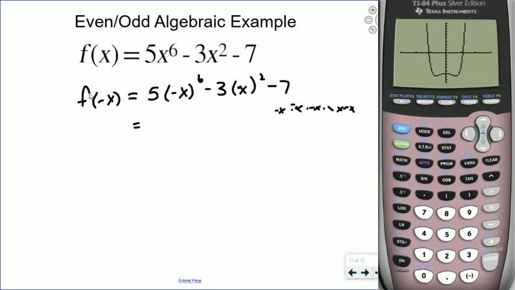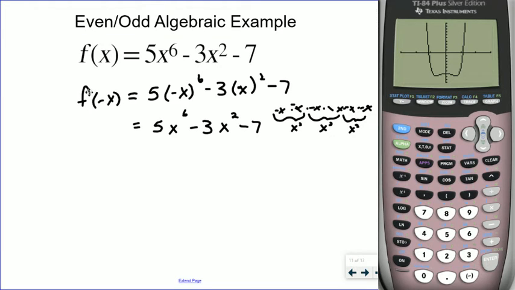Let's see, there's 1, 2, 3, 4, 5 times negative x. I apologize that those look so crappy. But these two guys make an x squared. These two guys make another x squared. But these are both positive x squareds. And then these two guys make another positive x squared. So positive x squared, positive x squared, positive x squared gives us just x to the sixth. So we have 5 times x to the sixth minus 3 times negative x, which is going to be a positive x squared, and then minus 7.